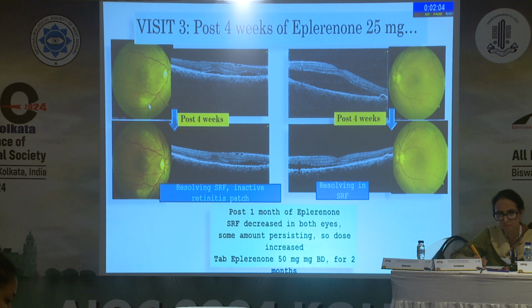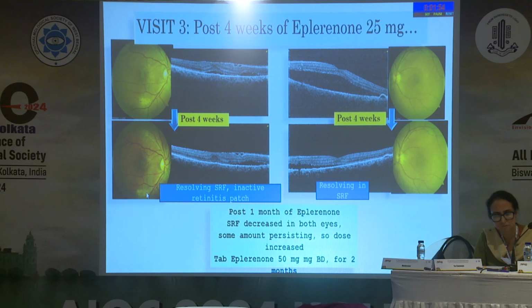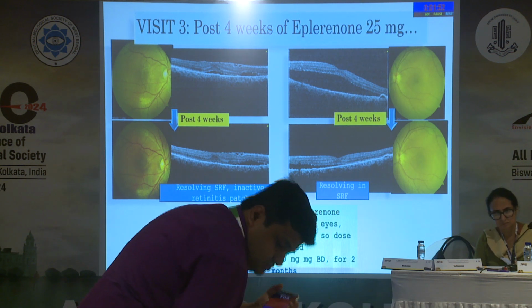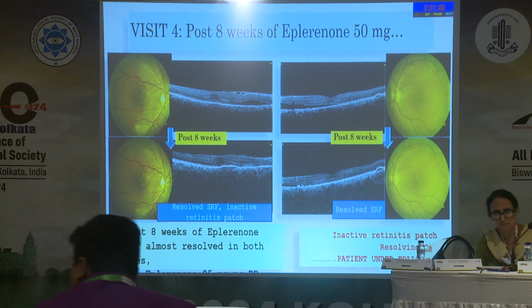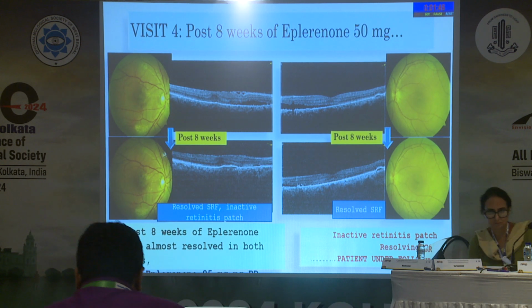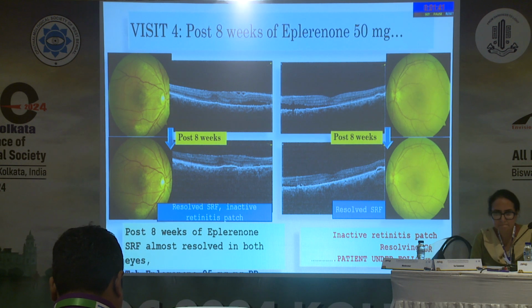And the retinitis patch also, you can see that there is a reduction in the hemorrhage and surface vascular hemorrhage and the SRF, and there was a surface vascularization around 6 weeks after the initial presentation. Till now, at no point of time was there any vitritis or anything like that for the patient. So this is post 8 weeks, and you can see that almost all the SRF has resolved after continuous eplerenone at 50 milligram dosage. And the inferior retinitis patch has also become almost inactive.